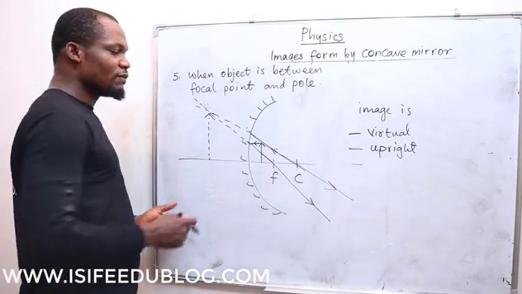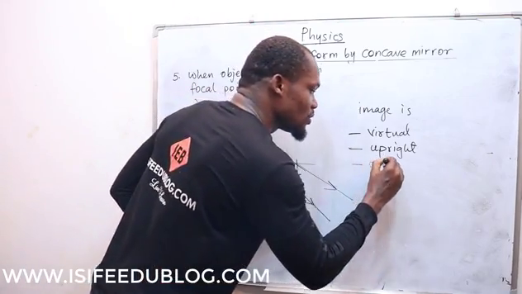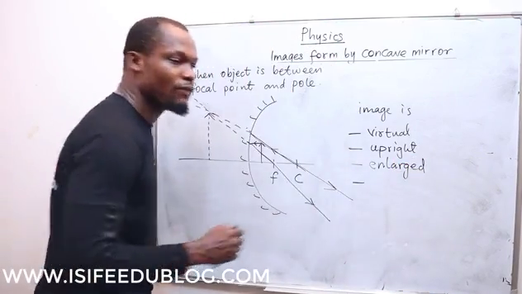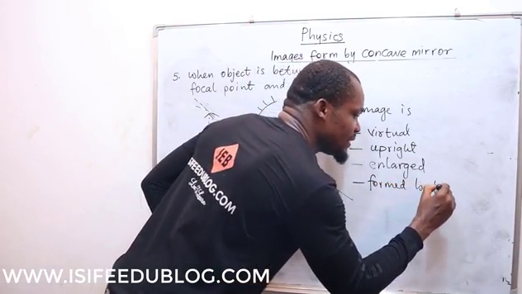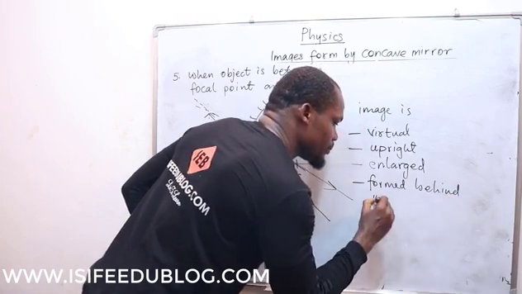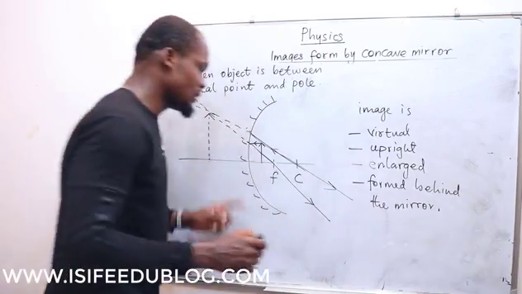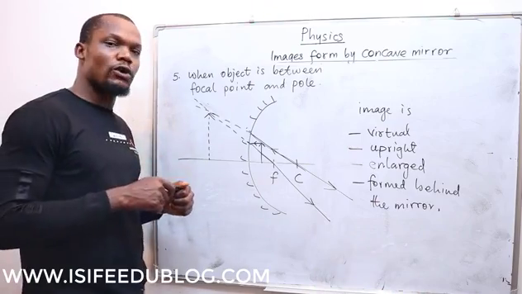What is the size of this image? You can see that the image is bigger than the object. So we say it is what? Enlarged. And finally, where is it formed? It is formed behind the mirror. So this is the important type of image that is formed by a concave mirror.